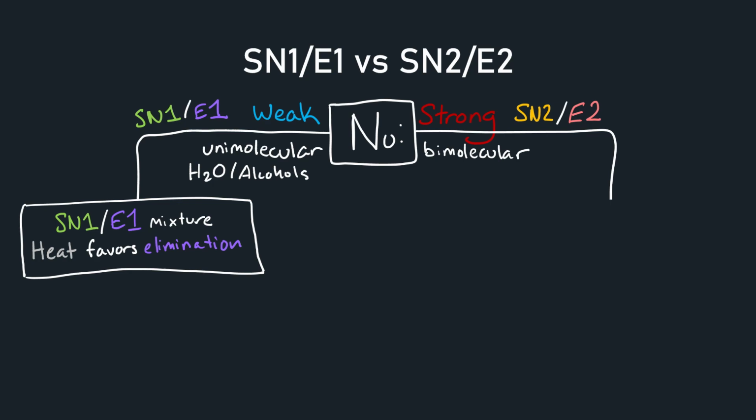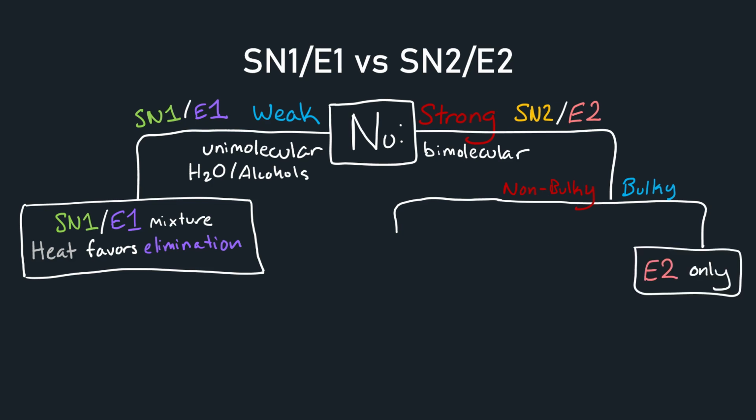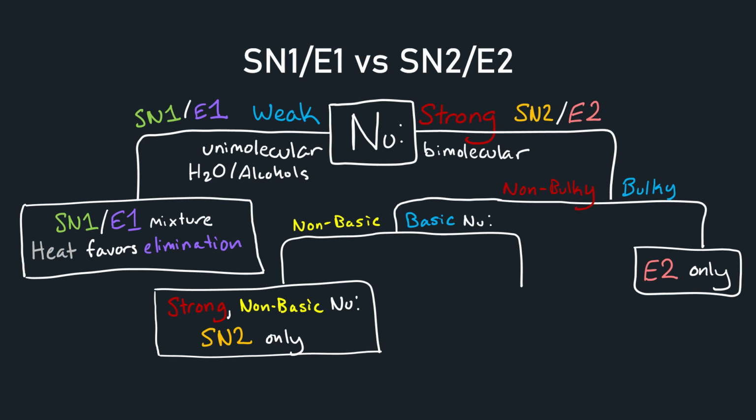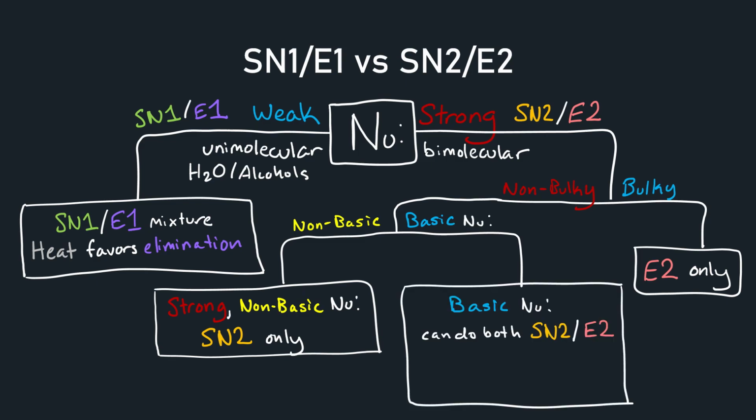Now, what if our nucleophile is strong and bimolecular? Well, we need to go a step further, and we need to decide whether this nucleophile is bulky or non-bulky. If we have a bulky and strong nucleophile, we'll end up with an E2 only product. If we have a non-bulky and strong nucleophile, then again, we're going to have to go a step further. We need to decide if this nucleophile is going to be non-basic or basic. If we have a strong, non-bulky, and non-basic nucleophile, we'll only get SN2 as a product. On the other hand, if we have a strong, non-bulky, and basic nucleophile, this can do both SN2 and E2.